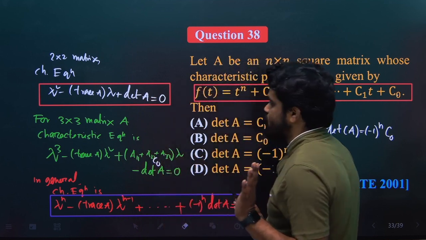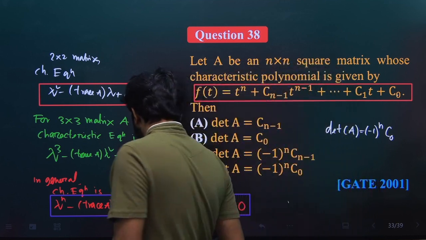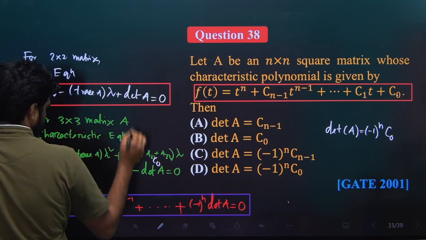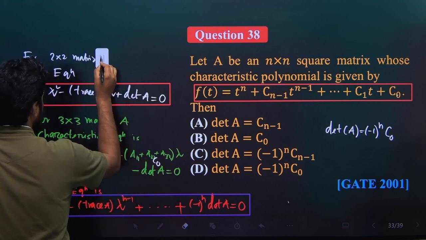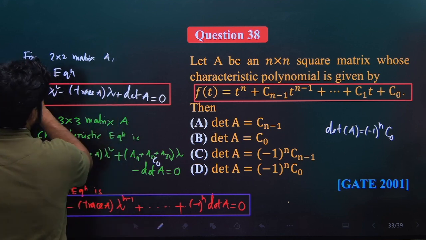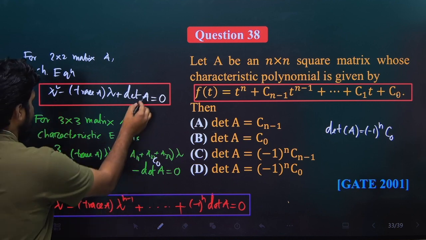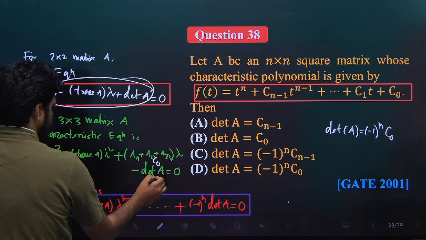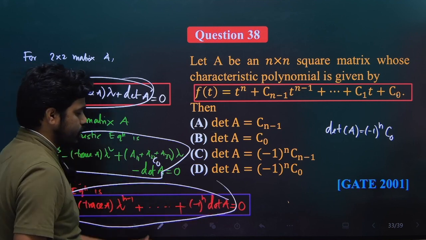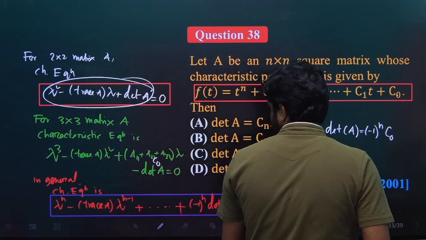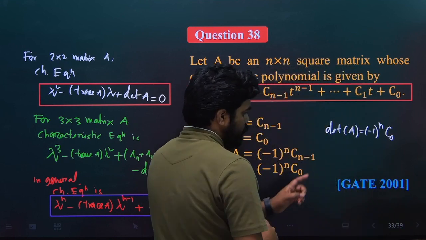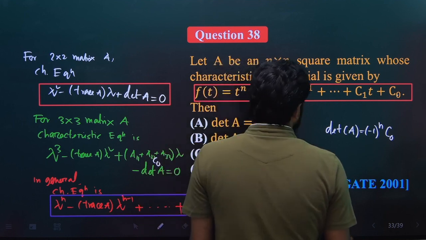So it is a very important note for a 2x2 matrix A: the characteristic equation is this. Basically this is the characteristic polynomial, right? Okay, so this question was asked in the GATE exam 2001. Okay, so next example.